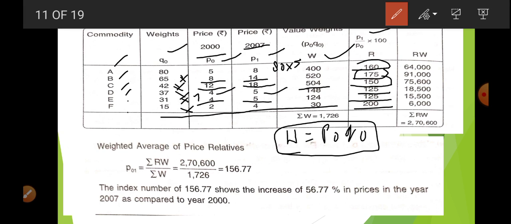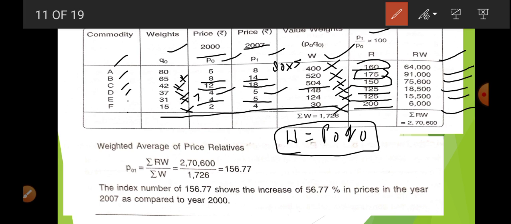Now we are getting the R, we are having the W. We are going to multiply all these. So 400 multiplied by 160, we get 64,000. 420 multiplied by 175, we get 91,000. 404 multiplied by 150, 75,600. 148 multiplied by 125, 80,500. 124 multiplied by 125, 50,500. 30 multiplied by 200, 6,000.